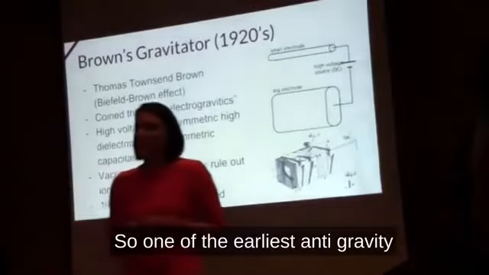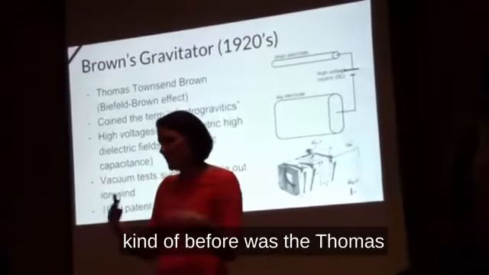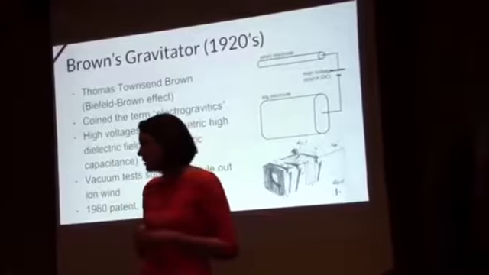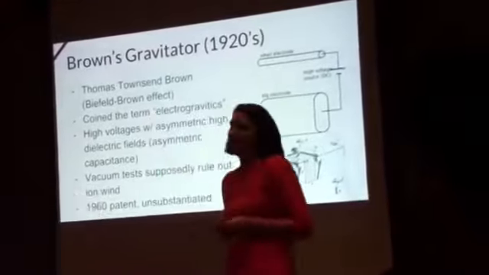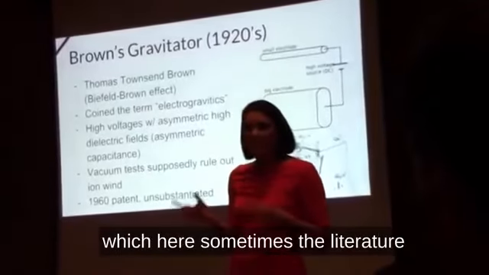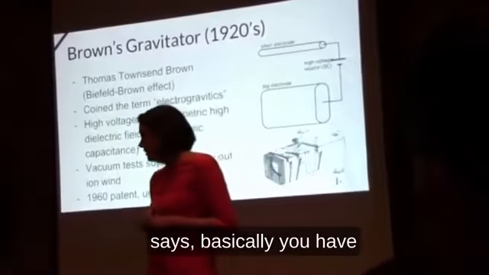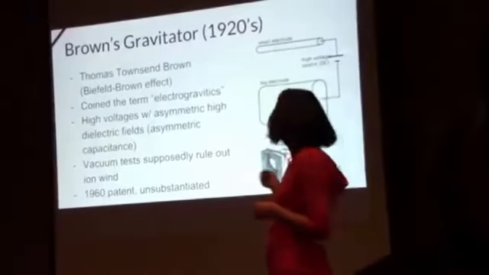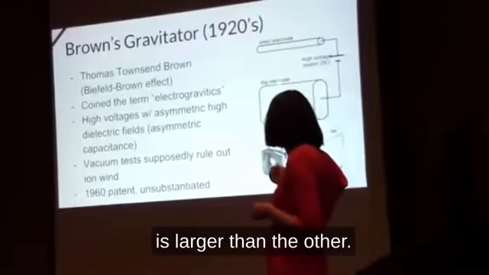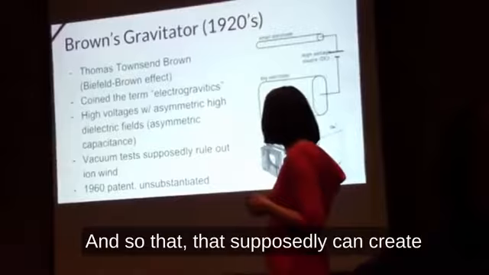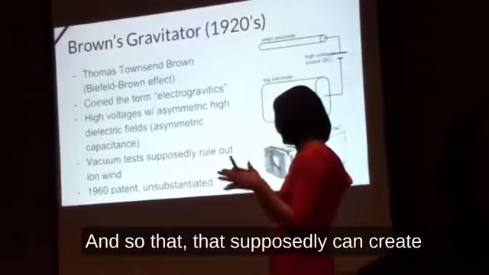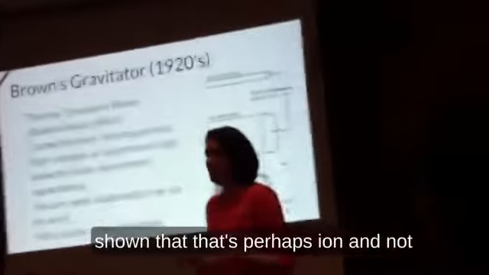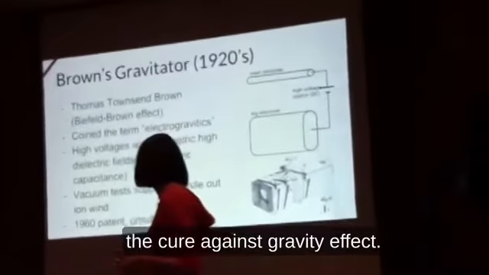One of the earliest anti-gravity machines put forward was Thomas Townsend Brown's generator. In the 1920s, he coined the term electrogravitics, which you sometimes see in the literature. Basically, you have an asymmetric capacitor, a capacitor where one electrode is larger than the other. And so that supposedly can create a thrust in one direction. But vacuum tests have shown that that's perhaps ion wind and not a true gravity effect.